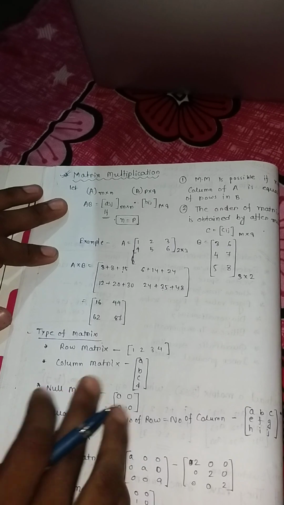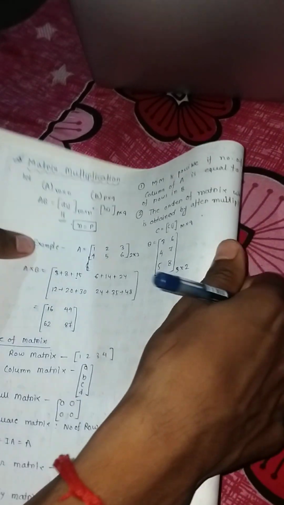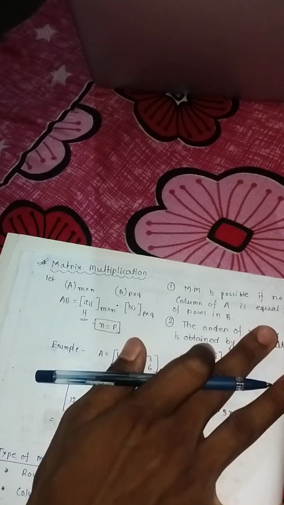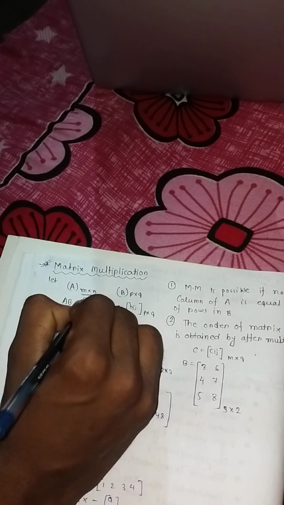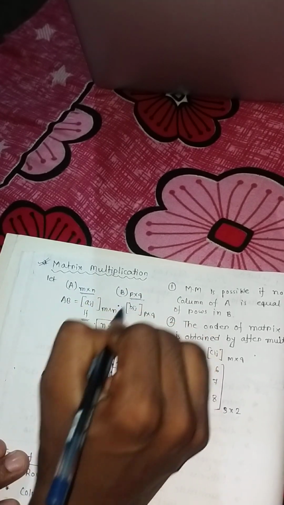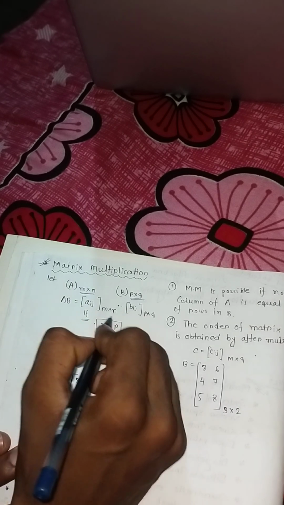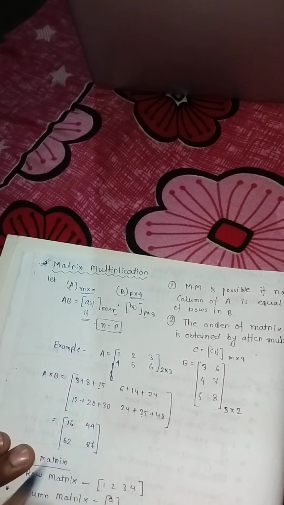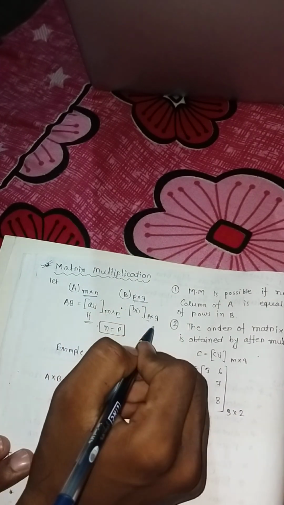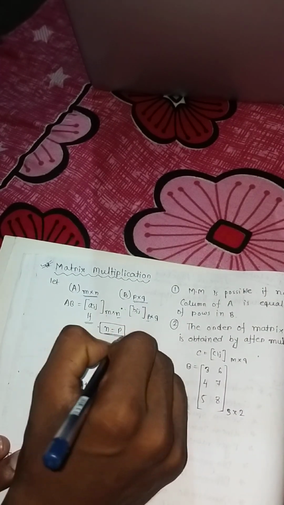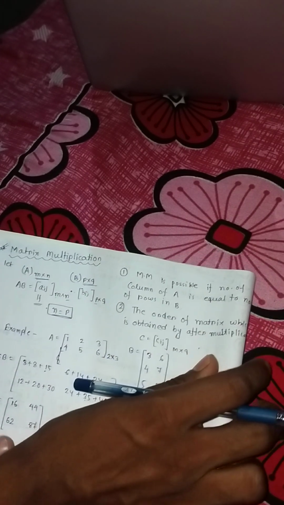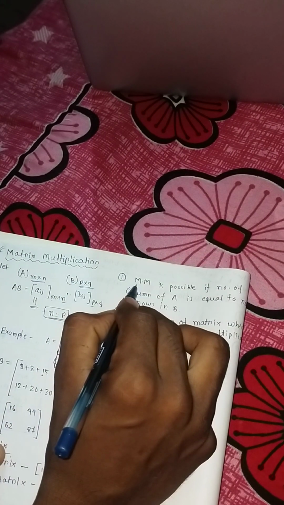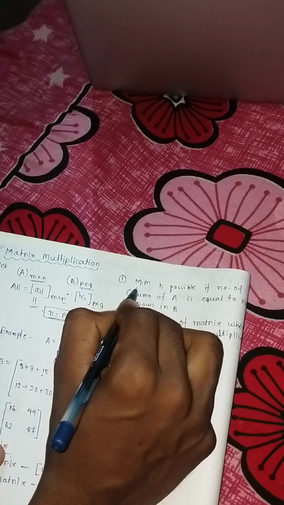What is matrix multiplication? Now you can see, if A is a matrix of order m cross n and B is a matrix of order p cross q, then multiplication is possible if n and p are equal. It's not necessary that m and q are equal, but n and p must be equal, then you can multiply these two matrices.